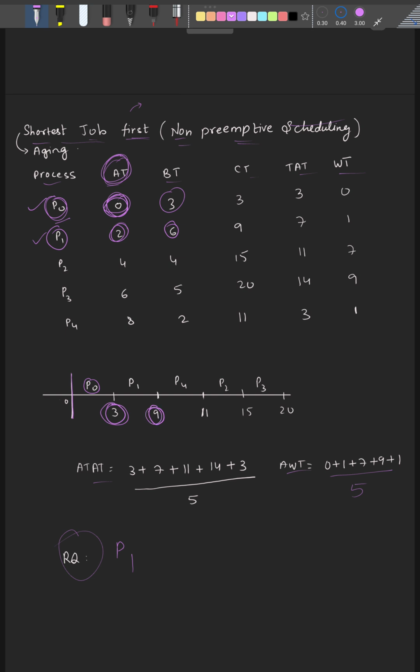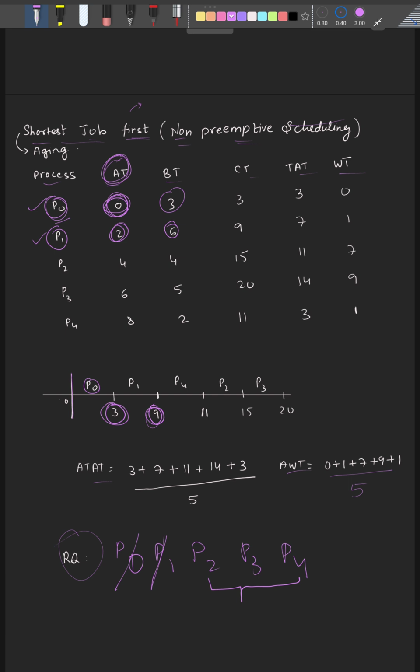So when the completion time is 9, at that time in the ready queue we can have process 0, process 1, process 2, process 3 and process 4, all of them, because the completion time is 9 and the arrival time of all of them is less than 9. So process 0 and process 1 are already done, so we need to consider process 2, process 3 and process 4.